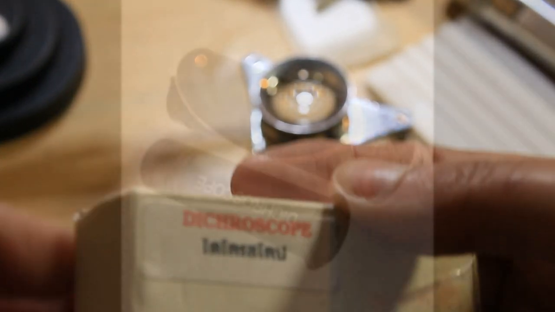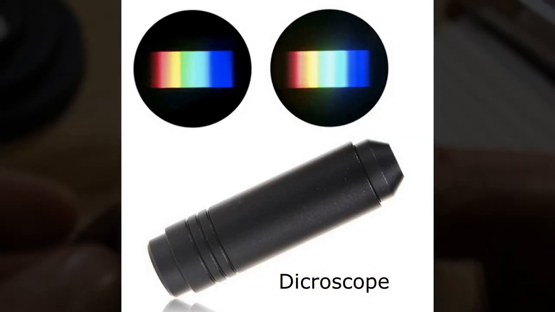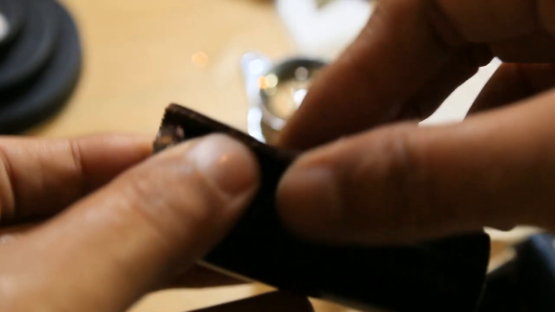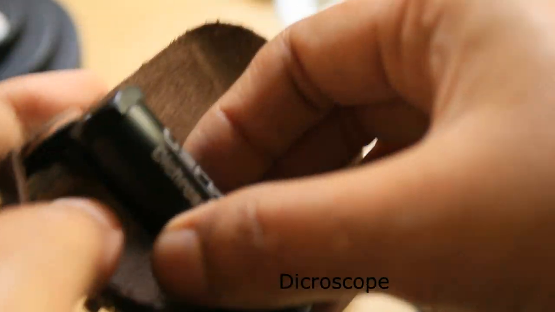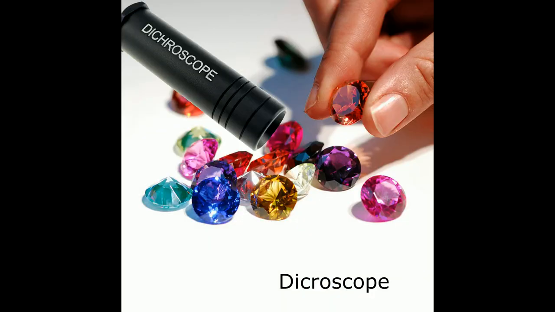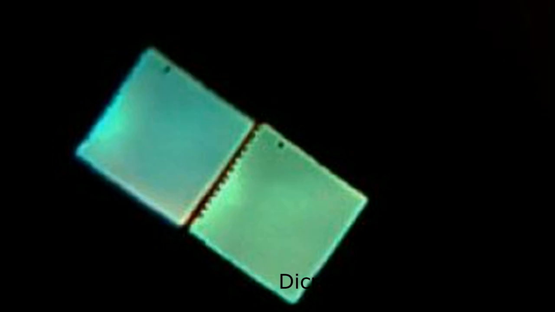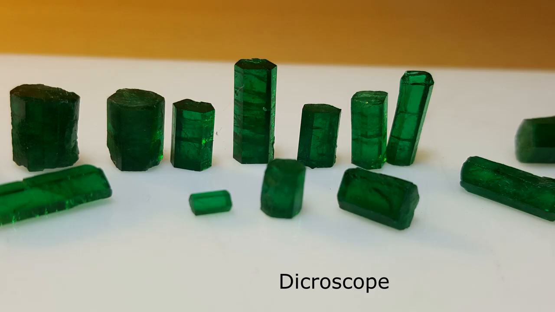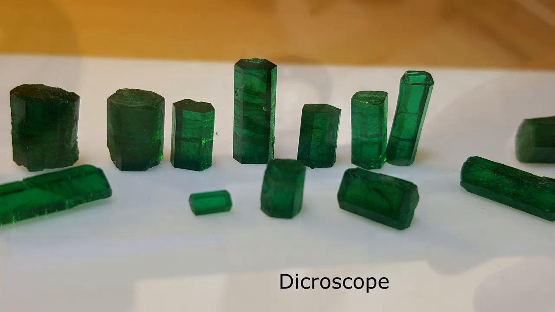Next, I am using a dichroscope. I basically use it for emerald identification. It gives me the basic identification of emerald gemstones. Whenever I see through it, there must be two colors in an emerald, like light green and dark green. This I'm using for basic identification of emerald gemstones.